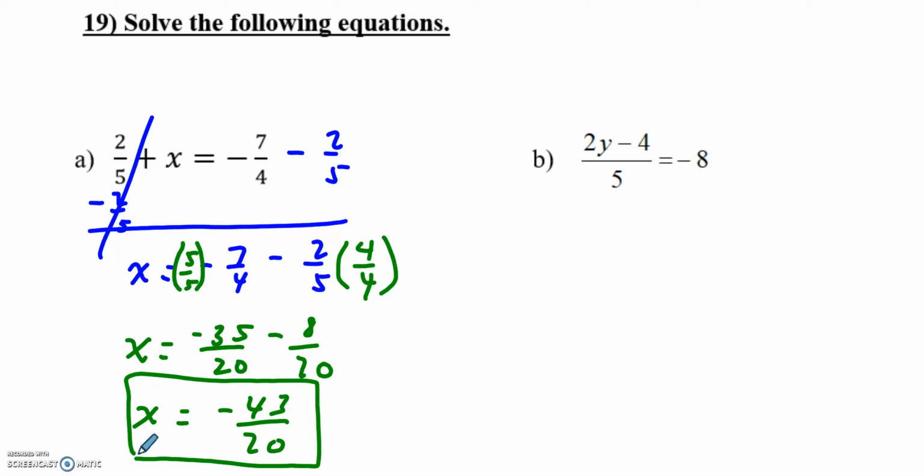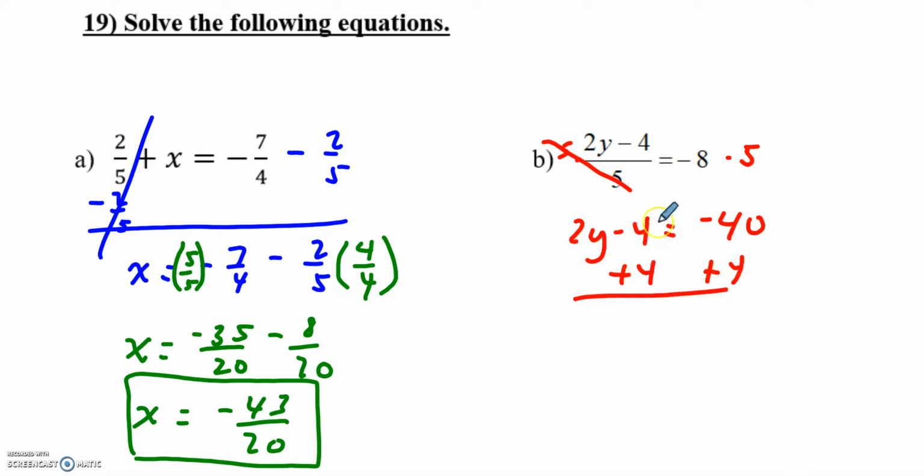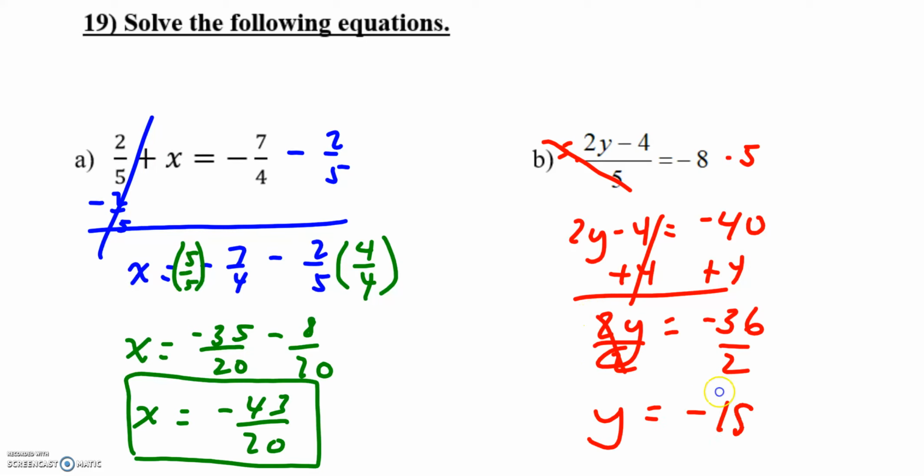Part B, we have a giant fraction to start, and as we talked about in class, if we have a giant fraction, we want to get rid of the problem. So we'd multiply both sides by 5. 2y minus 4 would be equal to negative 8 times 5, or negative 40. We would then continue to get y alone by adding 4 on both sides. So 2y is equal to negative 36. We would divide both sides by 2 and get my final answer to be y equals negative 18.